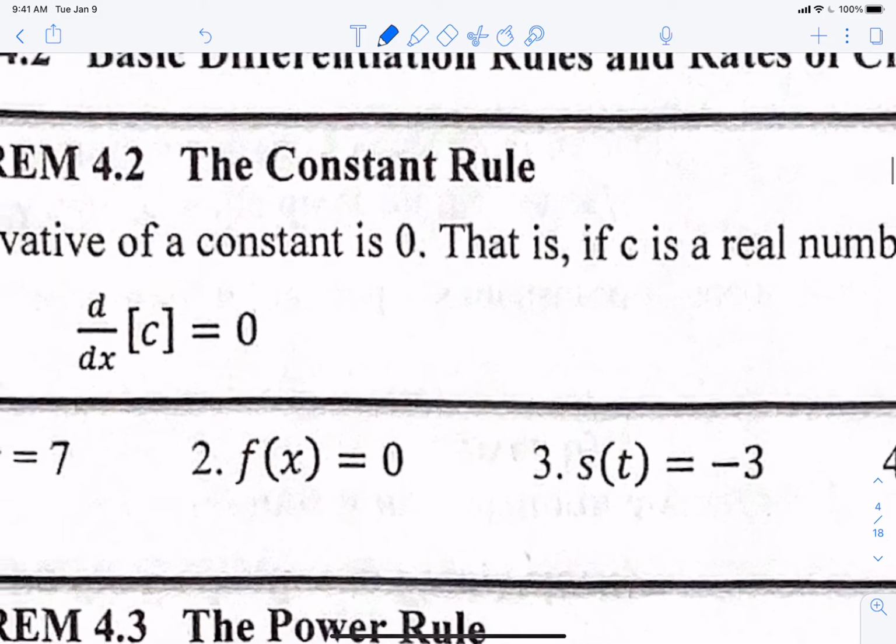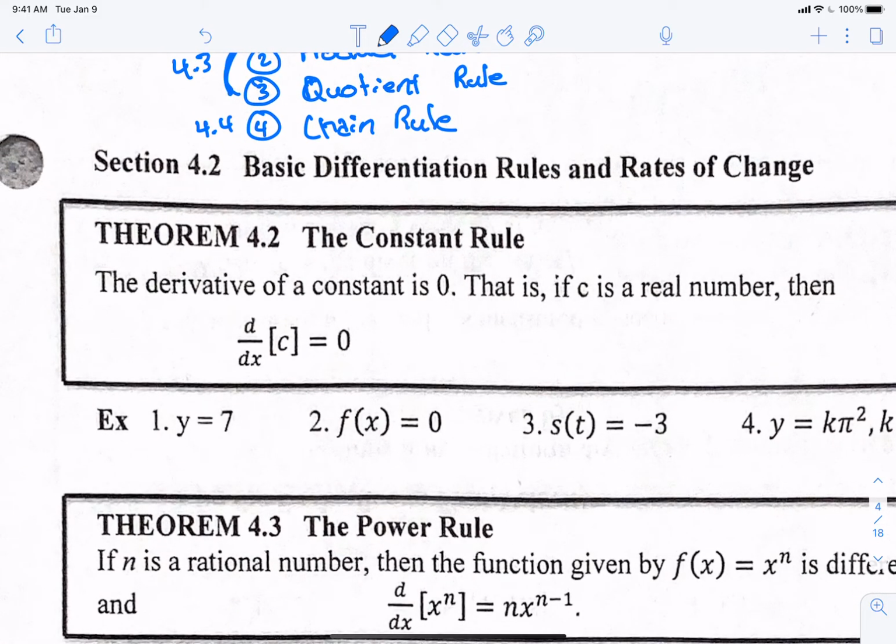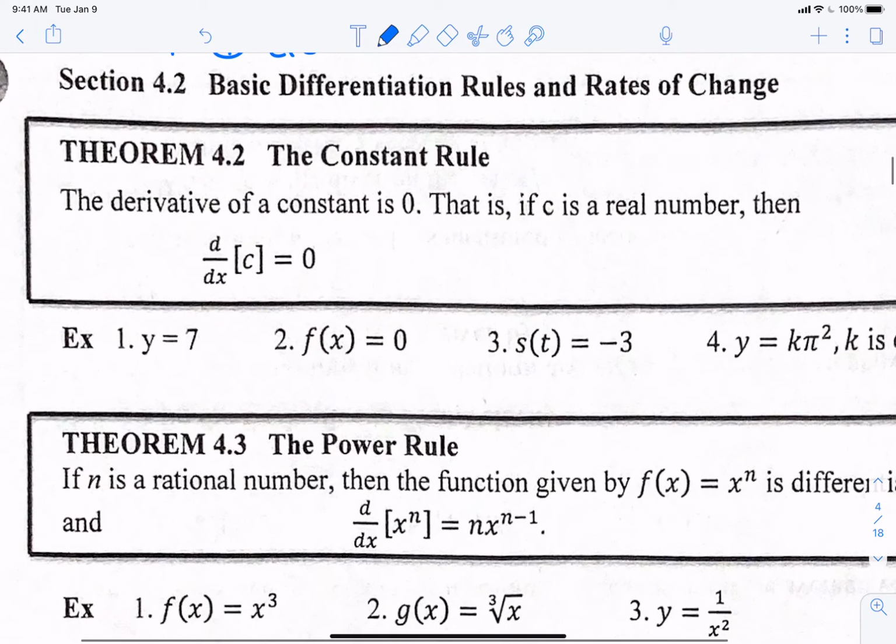They call this one the constant rule, but this is kind of lumped into the power rule as well. The constant rule says that if you have a number, just a constant number, and you're taking the derivative.